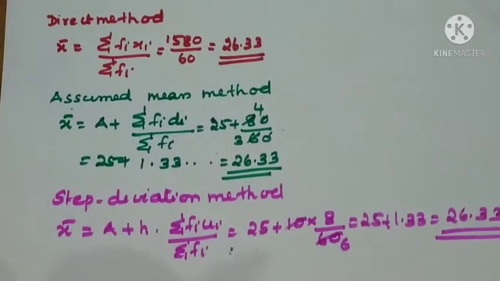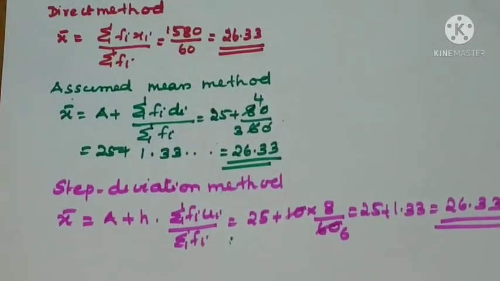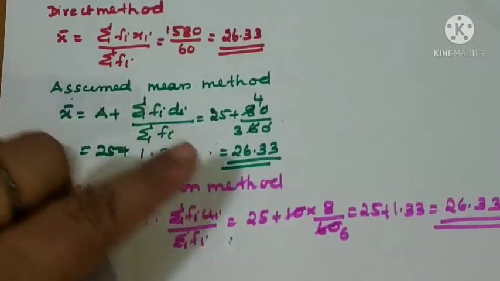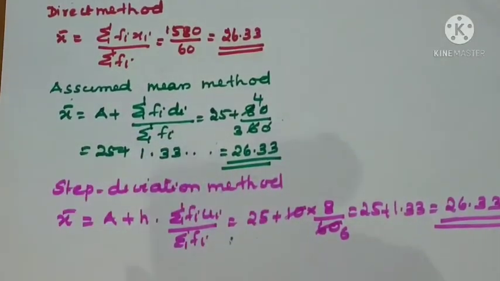See, all three methods we have done. It is a little bit confusing without practice. If you do proper practice, it is not that difficult, a very easy question only. So what answer do we have? For the first one it is 26.33, the second one also 26.33, and the third one also 26.33.